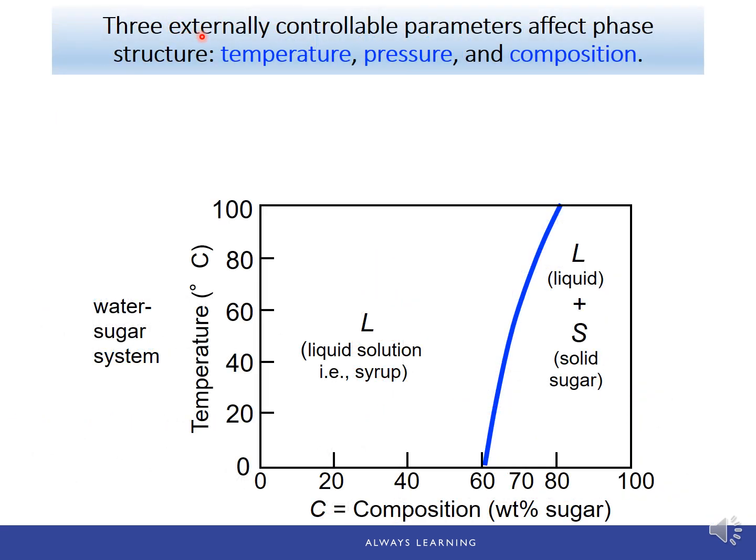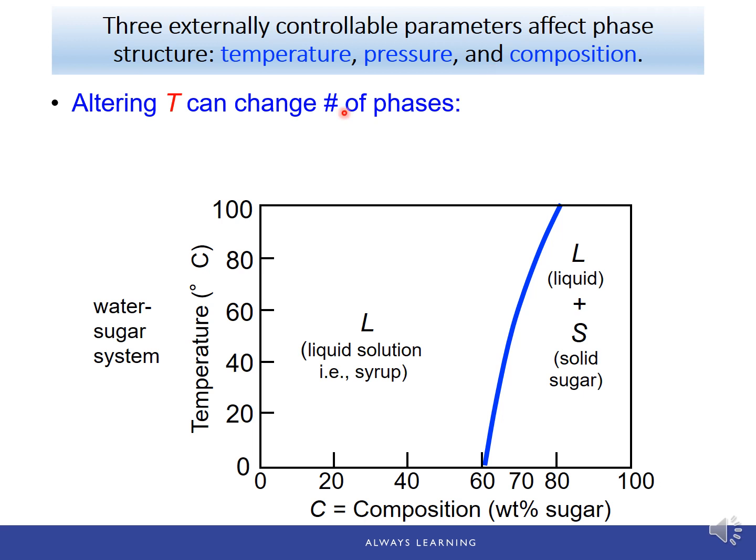There are three externally controllable parameters that can affect the phase structure or the phases present in a given system. The three parameters are temperature T, pressure P, and composition C. But in most cases, the pressure will be kept at a constant value, which is 1 atmosphere. So in this course, we will just focus on the parameters temperature and composition. We still use this water-sugar system as one example to describe the effect of the temperature and composition.